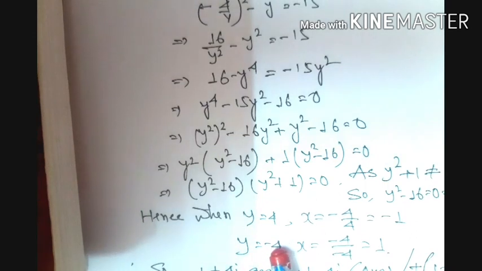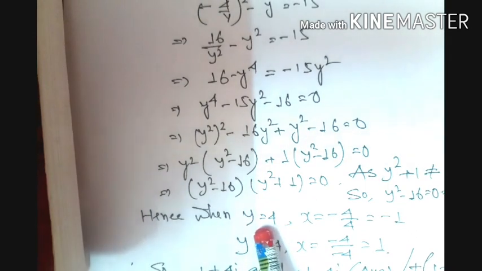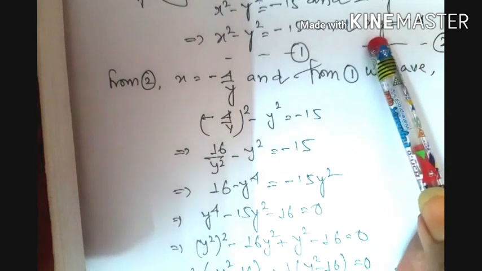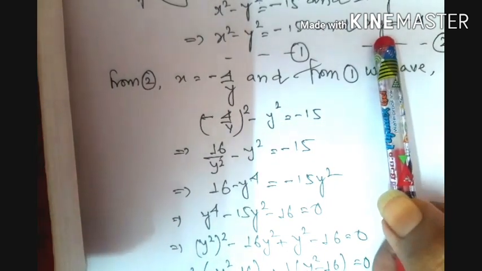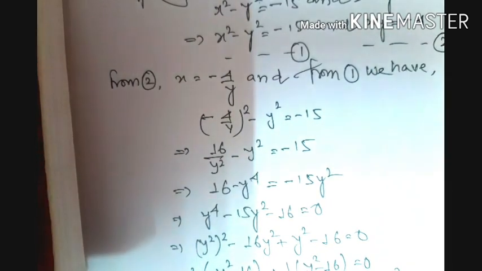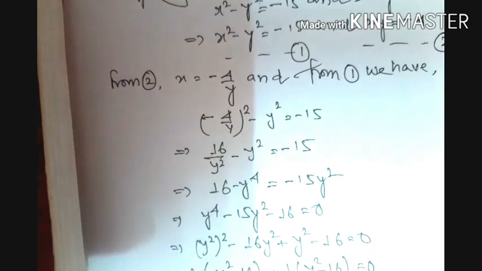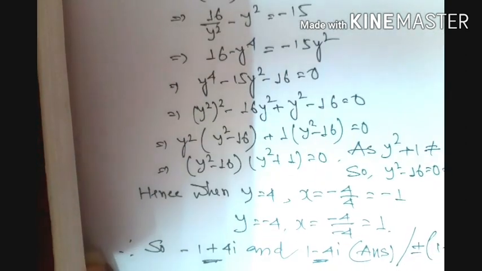When y minus 4 equals 0, y equals 4. So when y equals 4, what will be the value of x? By using this equation 2, if you put y equals 4, then we will have x equal to minus 1. Similarly, if you put the other value, y equal to minus 4, we will have another value of x, that is x equal to 1.